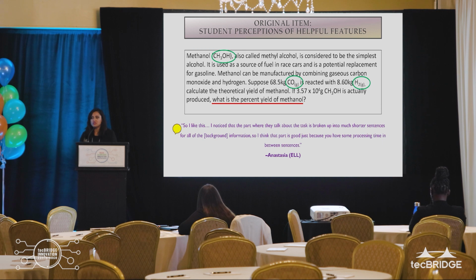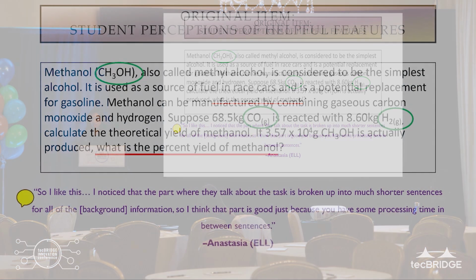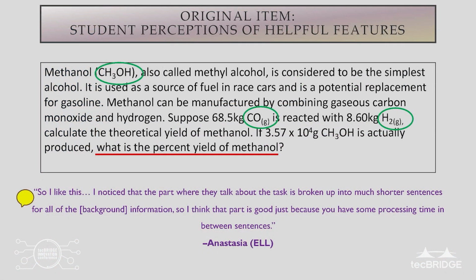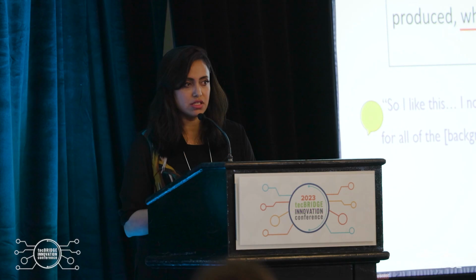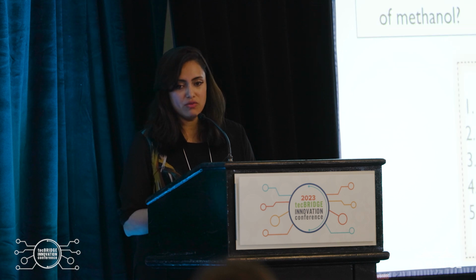Finally, we asked what things are good about this question. What did you actually like? What helped you solve the question? And the only things they came up with were these elements. They liked the fact that chemical formulas were given right next to the name of the compound. They liked that "What is the percent yield of methanol?" is a straightforward, simple question that really anybody can understand. And Anastasia says, "I noticed that the part where they talk about the task is broken up into much shorter sentences for all of the background information. I think that part is good just because you have some processing time in between sentences."